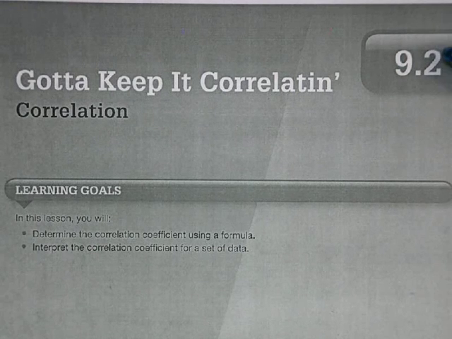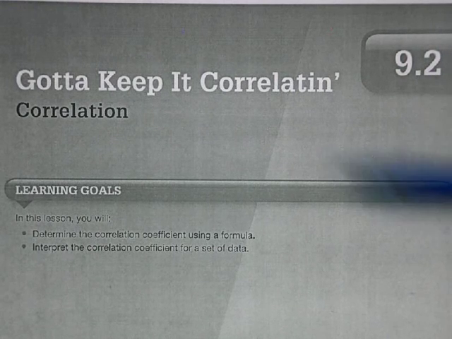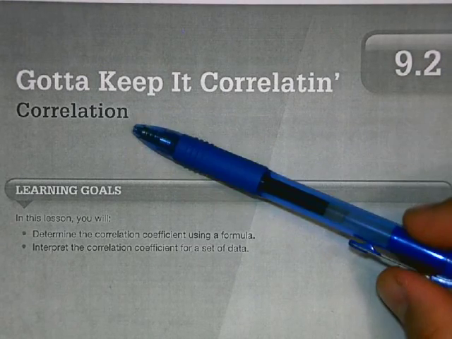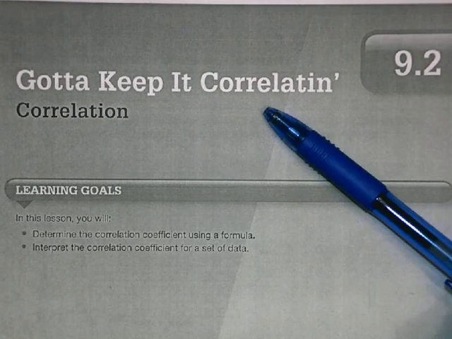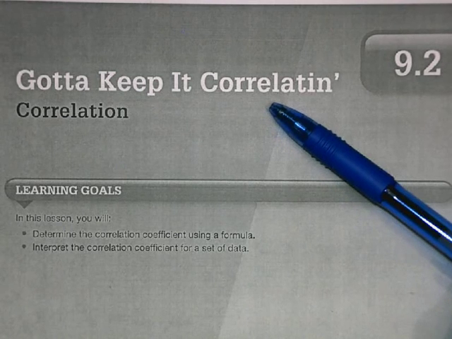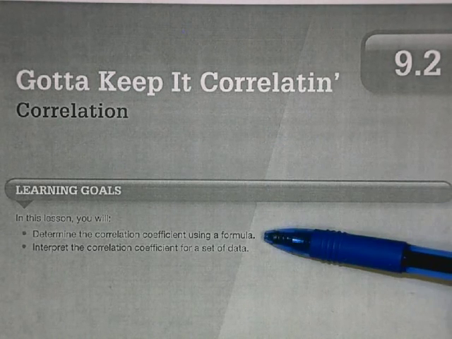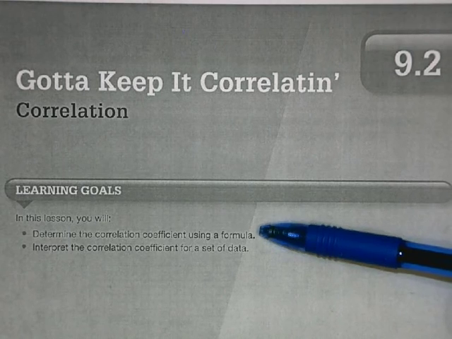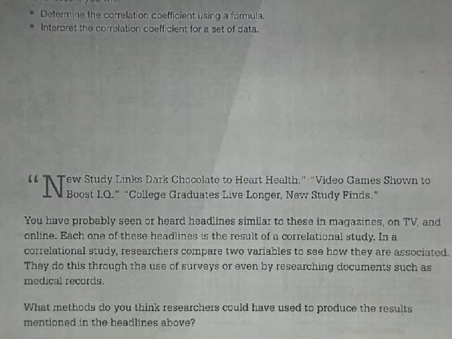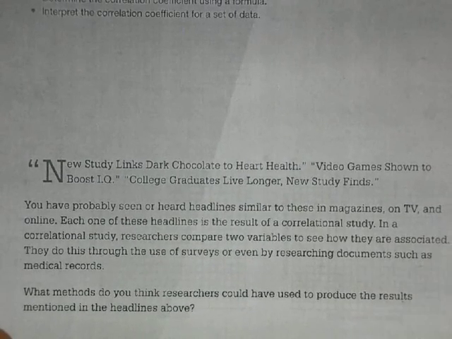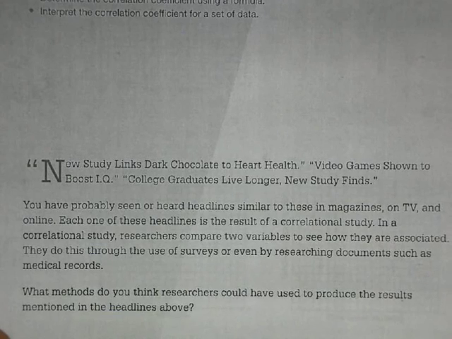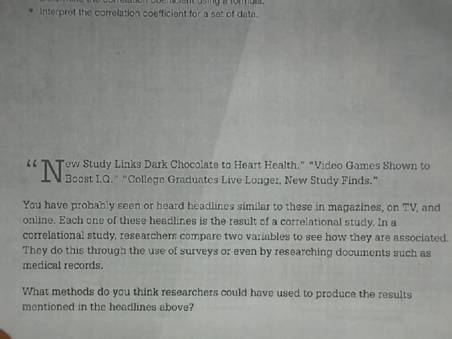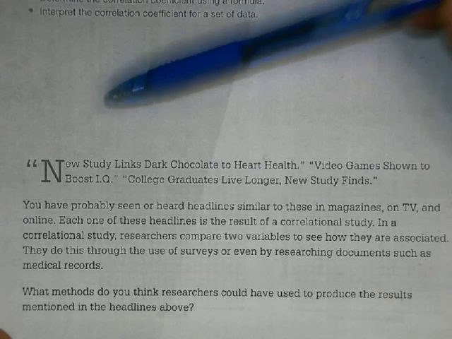There's a prompt, a story, or something they want us to consider while we're working through the material. It says, "Study links dark chocolate to heart health, video games shown to boost IQ, and college grads live longer, a new study finds." So they got everything in here in quotes, and what they proceed to tell you is you've probably seen or heard headlines similar to these in magazines, on TV, and online. Each one of these headlines is the result of a correlational study.